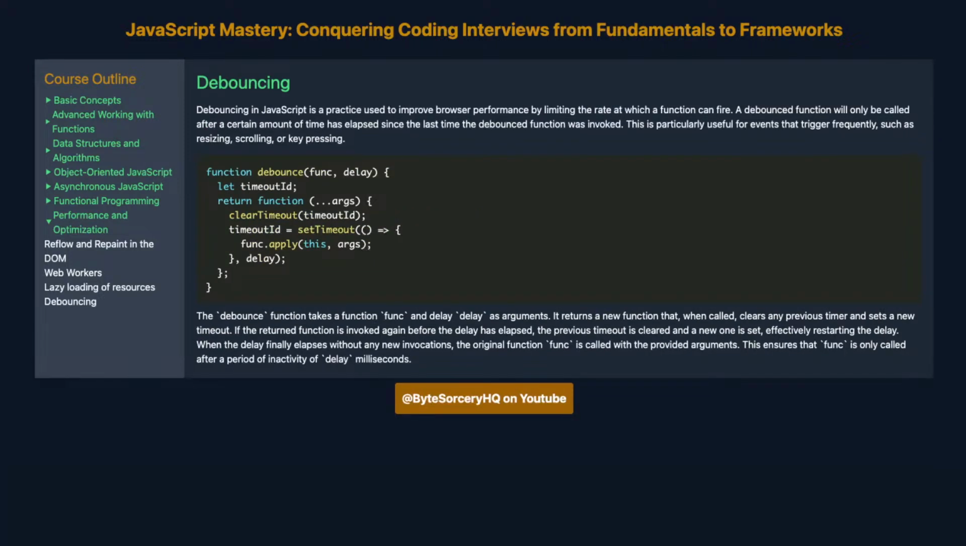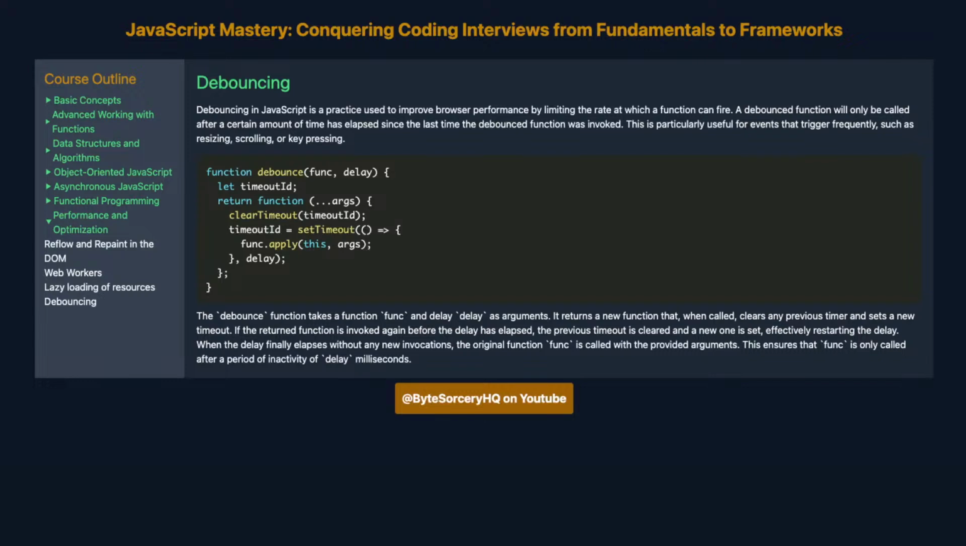Debouncing and throttling. Debouncing in JavaScript is a practice used to improve browser performance by limiting the rate at which a function can fire. A debounced function will only be called after a certain amount of time has elapsed since the last time the debounced function was invoked.